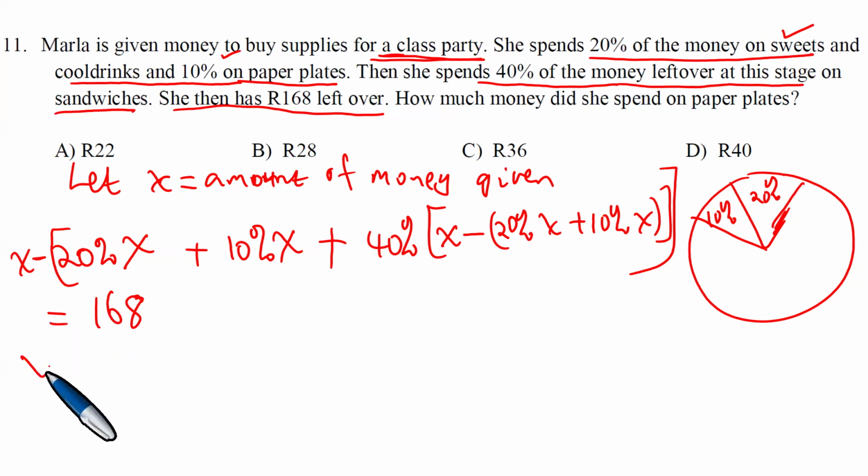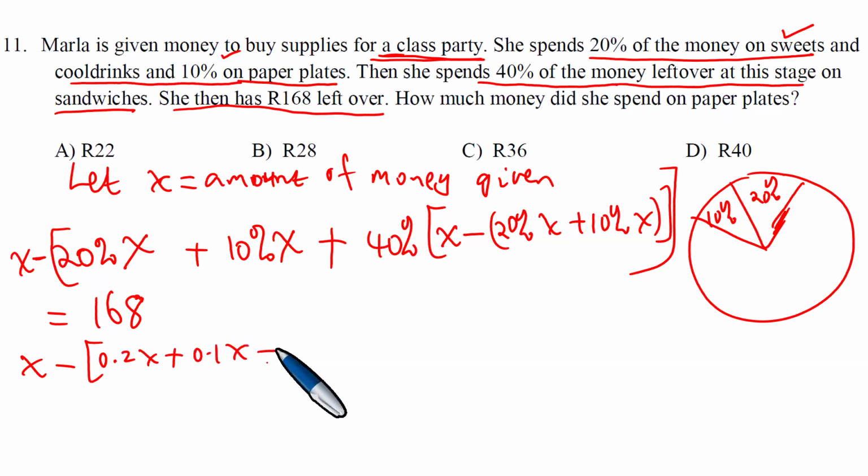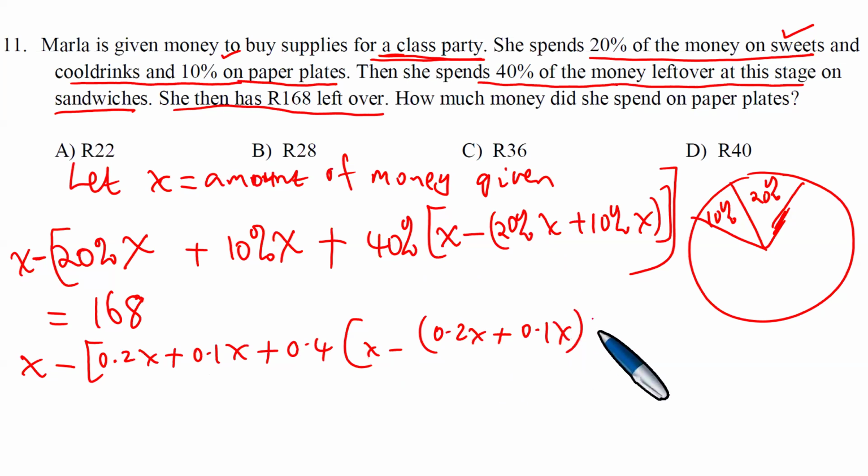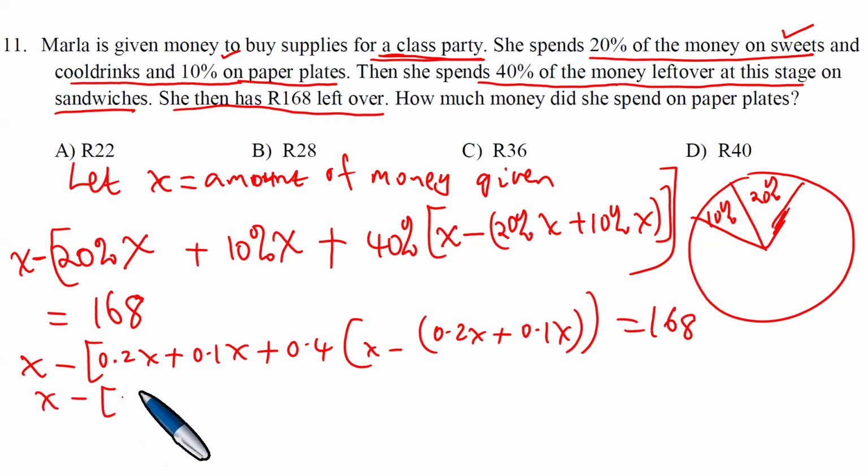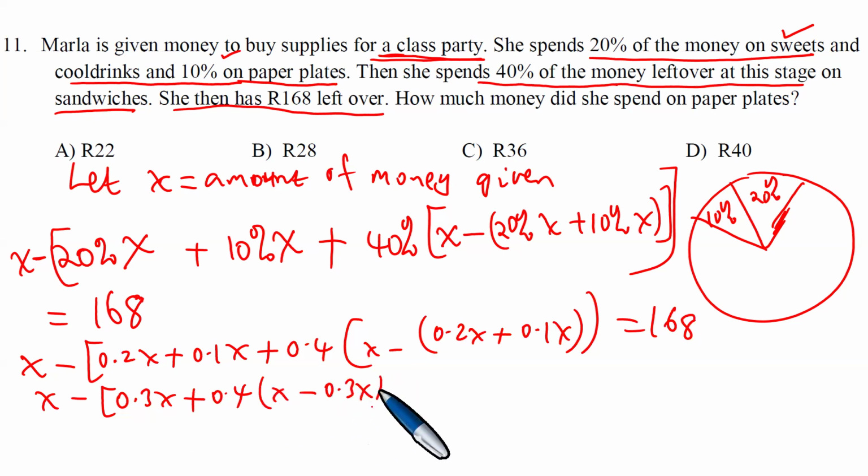Let's just do it together. So it means that we have X minus, what is 20%? It's 20 divided by 100, 0.2X. This one is 10 divided by 100, 0.1X. Then 0.4, which is 40 divided by 100, times X minus 0.2X minus 0.1X, and it's 168. X minus 0.3X, which is 0.2 plus 0.1 is 0.3. And this is 168.